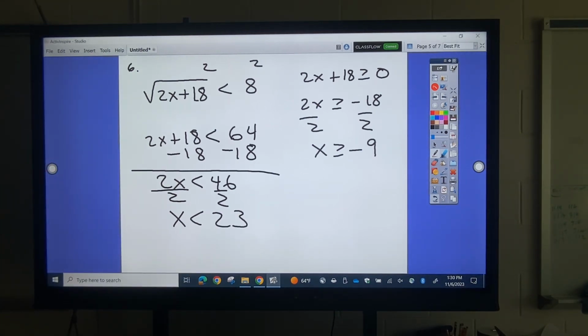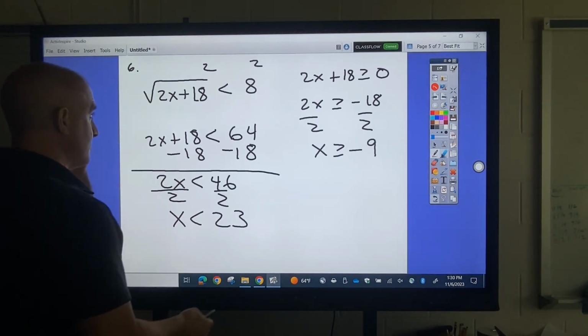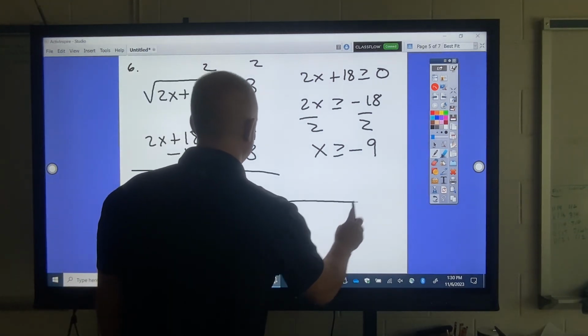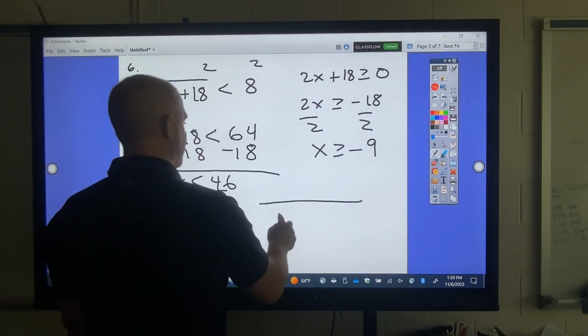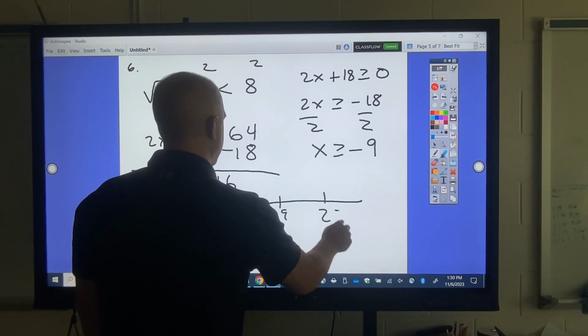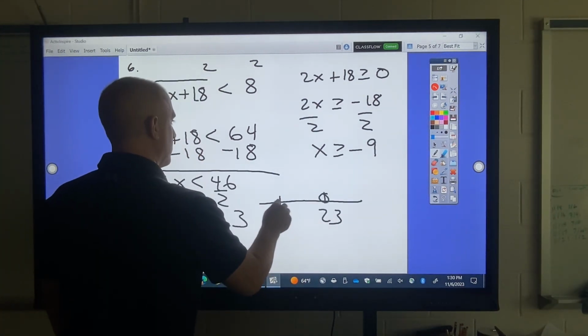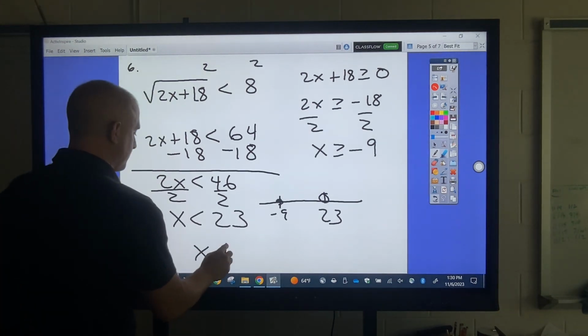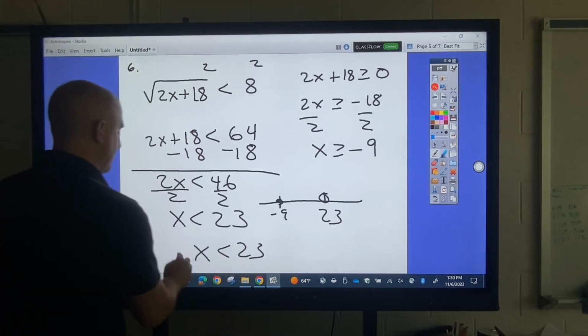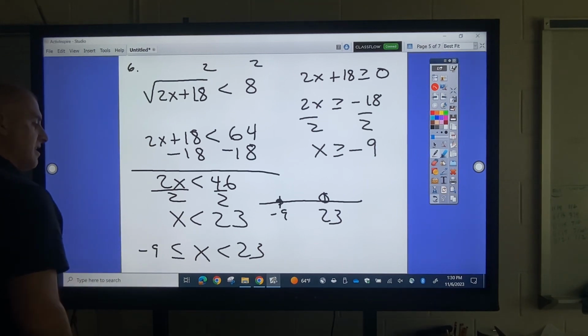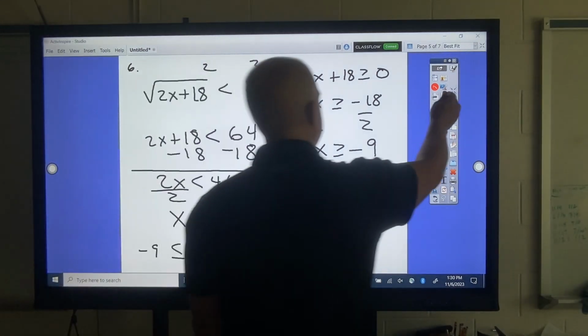All right, so actually that one didn't work out. That one would be fine as well. Because basically I have -9, 23, so it should be closed, open. So it would be less than 23, or even equal to -9. Let me go over, see if I can do one more.